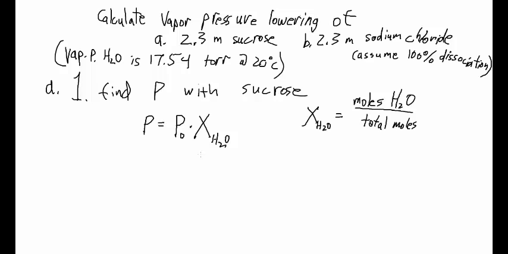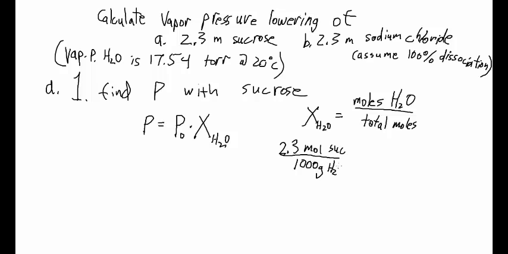And you might think we're stuck here because the question doesn't tell us the total moles of water or the total moles in the solution. So we have to use our brains a bit. We are told that it's 2.3 molal of sucrose. And that means that there's 2.3 moles of sucrose per 1 kilogram of solvent, which is 1,000 grams of water.